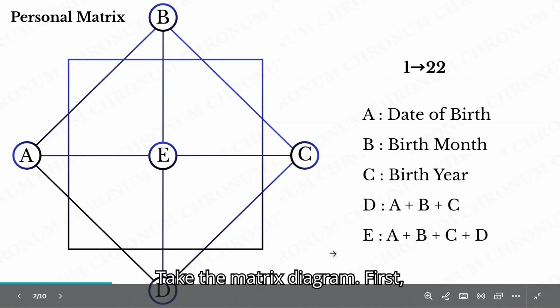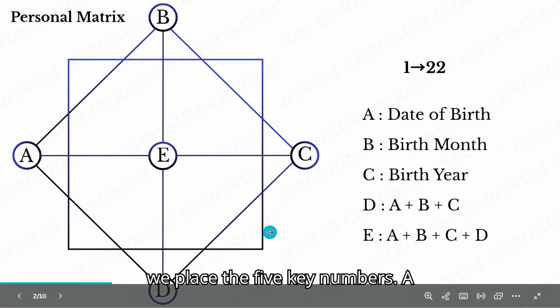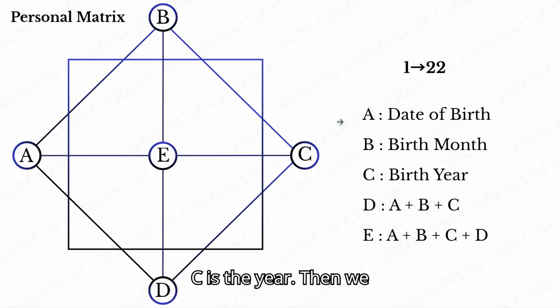Take the matrix diagram. First, we place the 5 key numbers. A is the day of birth, B is the month, C is the year. Then we calculate D as the sum of A plus B plus C. Next, E, which is the sum of A plus B plus C plus D. At each step, if a result is higher than 22, reduce it back to the 1 to 22 range.